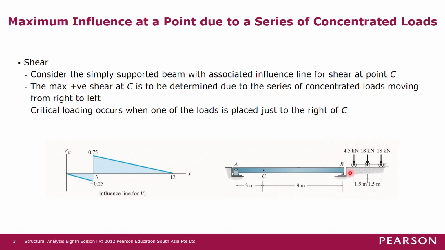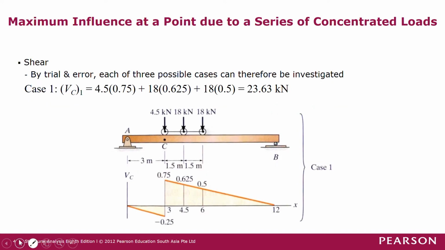So we are going to move this set of loads on the beam from the right hand side to the left hand side. Critical loadings occur when one of the loads is placed just to the right of C. So the critical loading will occur when one of these point loads is placed just to the right hand side of C. Now we look at the first case.